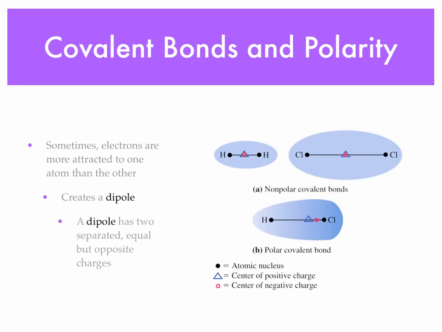So you can look at figure A. These are two covalent bonds, okay? And they're non-polar, meaning they do not have a dipole, okay? The electrons are shared equally between the two nuclei. So that little positive, negative charge is seen in the middle.